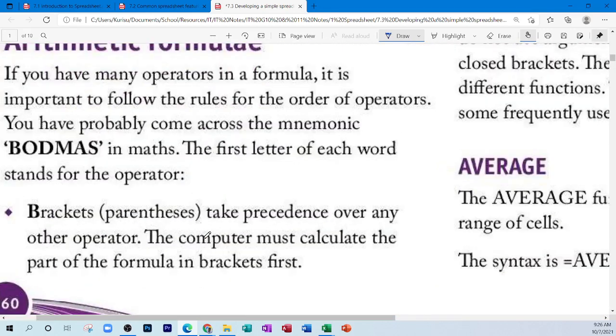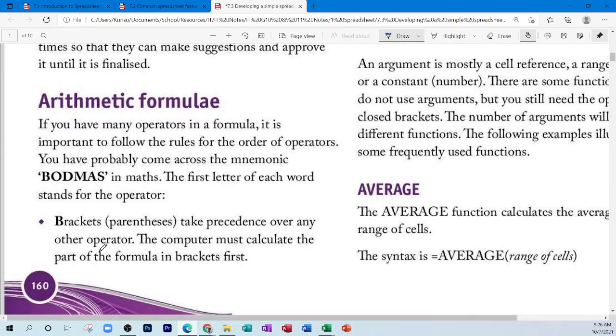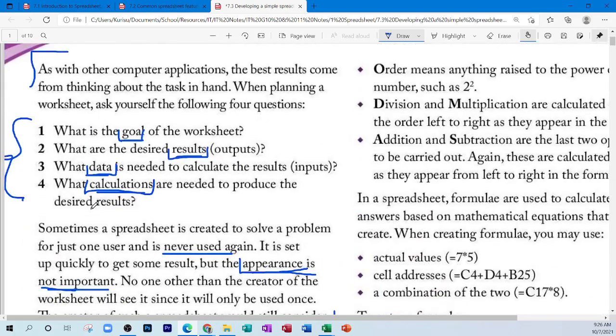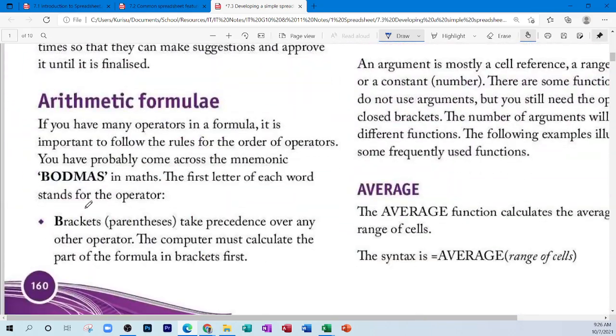Now let's go on to look at arithmetic formulae, and we're going to have Morano. Can you read for us?